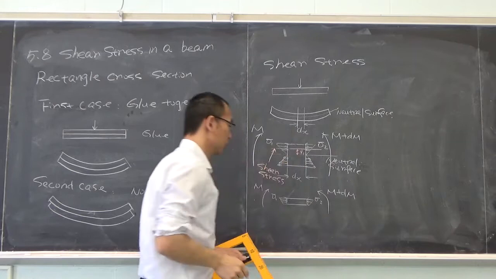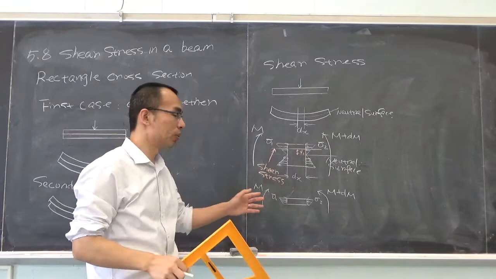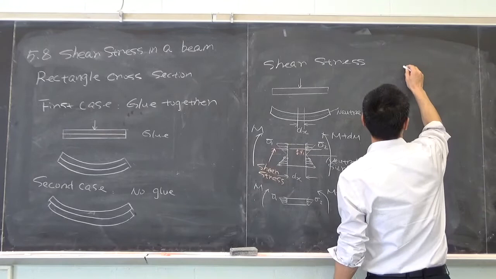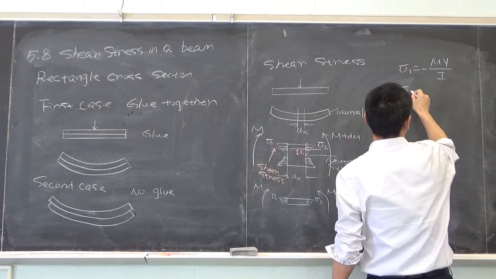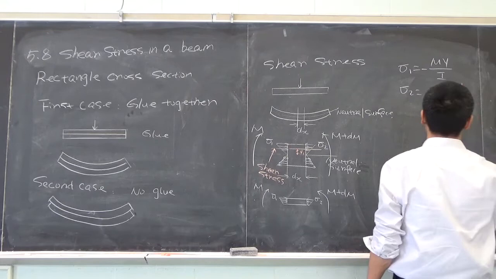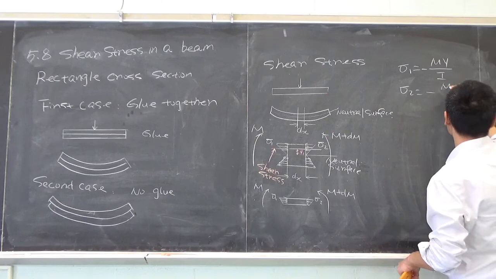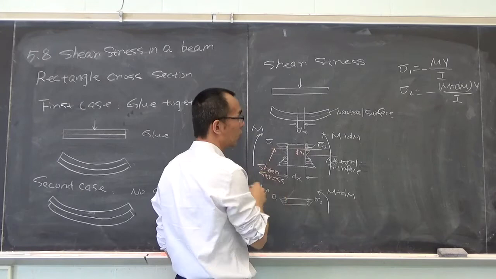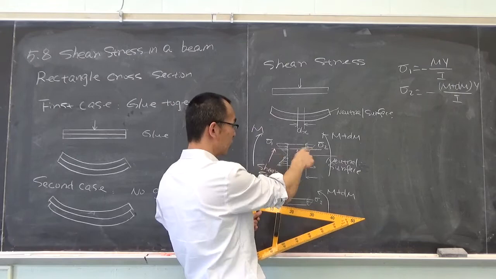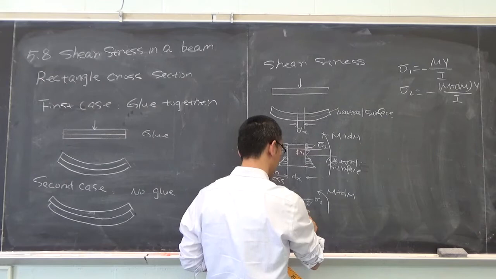Okay, so we know there's a relationship between bending moment and normal stress, right? So sigma 2 will be equal to the moment over... So this one is just for a certain point, right? If we have shear stress in this surface, that means there's a shear load, right? So then we have this stress.